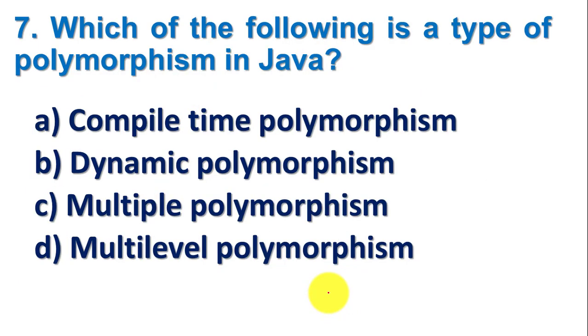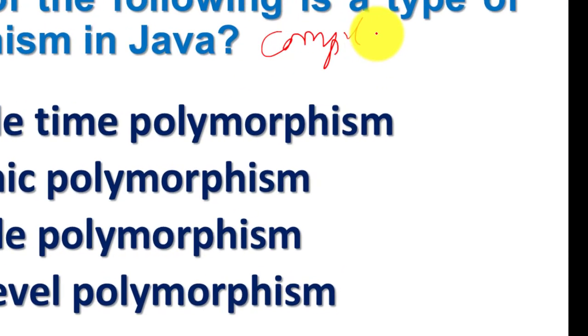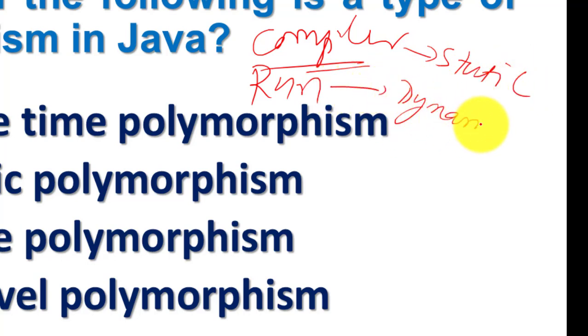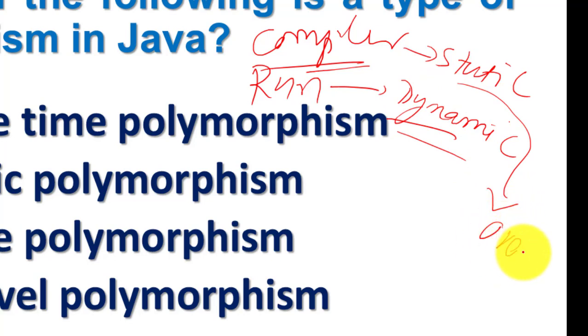6. Which of the following is a type of polymorphism in Java? Then there are two types of polymorphism in Java. One is compile time and another is runtime. A compile time polymorphism is also called a static polymorphism. Runtime polymorphism is called a dynamic polymorphism. Okay, and again, example of static polymorphism is method overloading. So overloading is a static polymorphism and it is done at compile time.